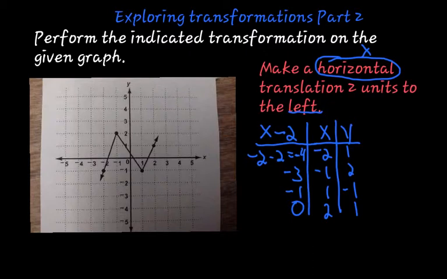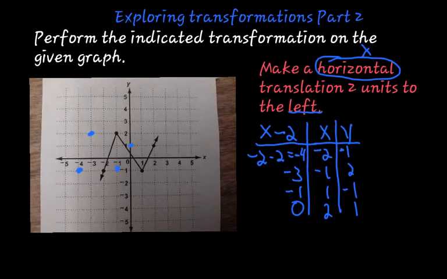So you plot the points at -4, 1. Oops, I'm looking that I made a mistake here. This is supposed to be negative. So -4, -1 is here. -3, 2 is right up here. -1, -1 is right here. And 0, 1 is here.